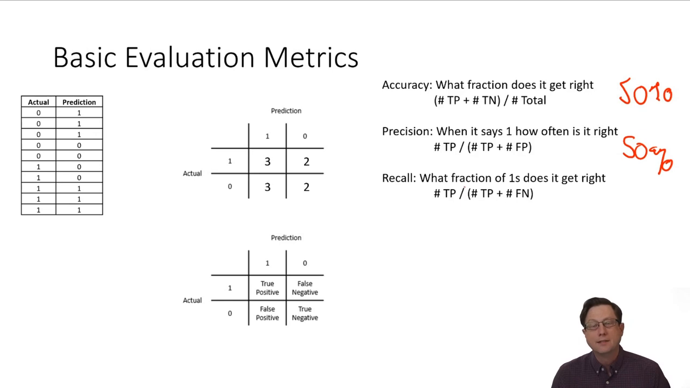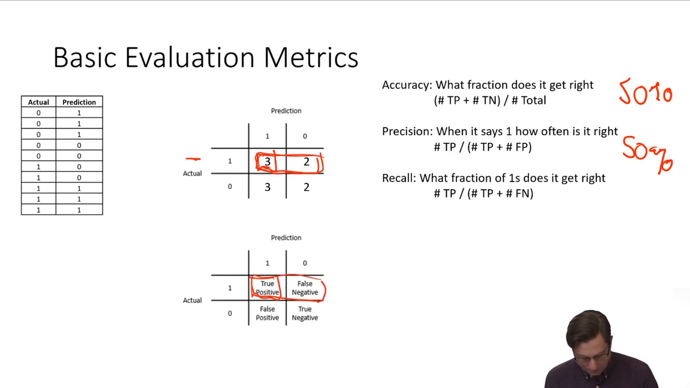Another important property is the recall. That is, what fraction of the ones does your model get correct? Among the actuals, there are five ones. Which fraction of those does it actually say one for? That would be the true positives divided by the true positives plus the false negatives. In this case, it is 60% recall.